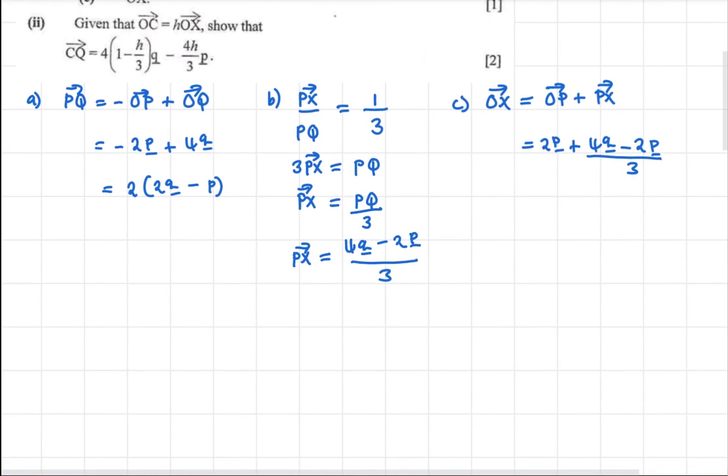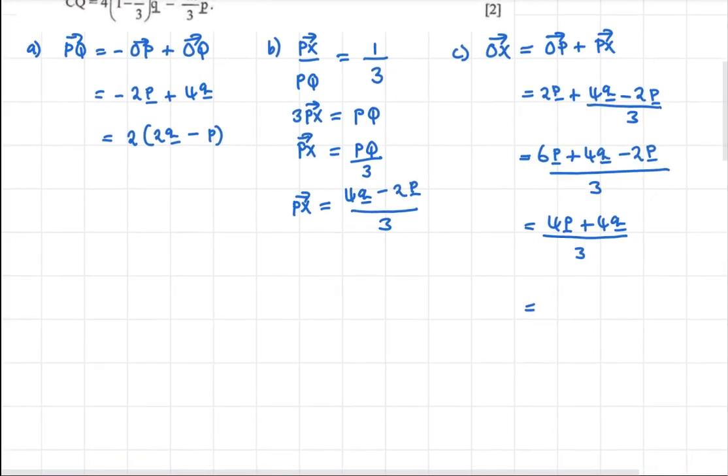Then from here, we can use what we call the common denominator. So you can say 3 times 2P, it will be 6 vector P plus 4Q minus 2P, then over 3. Okay, 6 vector P minus 2P, it will be 4 vector P plus 4 vector Q over 3. Finally, we can simplify this. If we want, we can pull a 4 out, then inside we remain with vector P plus vector Q, then everything over 3.